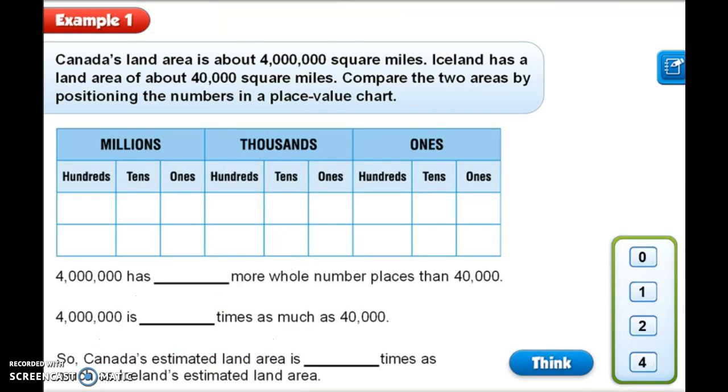All right, you should be on page 10 of your lesson. The problem is Canada's land area is about 4 million square miles. Iceland has a land area of about 40,000 square miles. Compare the two areas by positioning the numbers in the place value chart. So let's look at our millions. We have a 4. Is it in the ones, tens, or hundreds spot in the millions? Ones. In the ones.